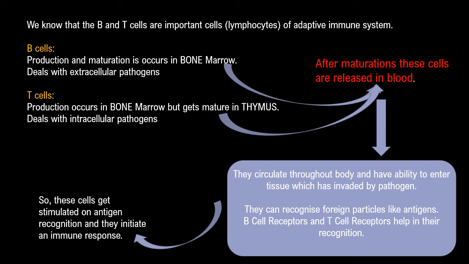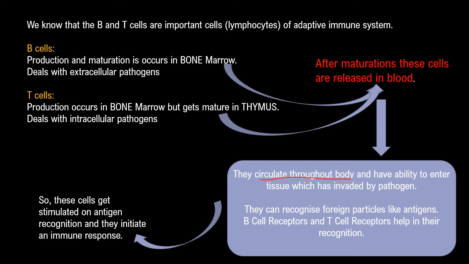What happens after complete maturation? These B cells and T cells are released into the blood. They circulate throughout the body, just as our red blood cells circulate, and they have the ability to enter a tissue that has been invaded by a pathogen. They can go where there is a necessity or demand for these cells, and they can recognize a foreign particle like an antigen by their receptors.